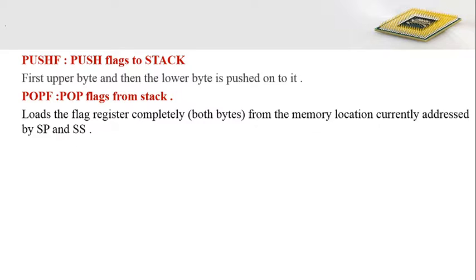Next is PUSHF. Push flag to the stack. The 8086 has a 16-bit flag register, of which 9 bits are active, but we can push the whole 16 bits onto the stack. The higher byte is pushed first, then the lower byte, using PUSHF, push flag register. POPF means pop the flag register from the stack. First pop the stack top and load it into the lower byte of the flag. Then increment the stack pointer by 1 to point to the next location, fetch the value from that location and load it into the higher byte of the flag.